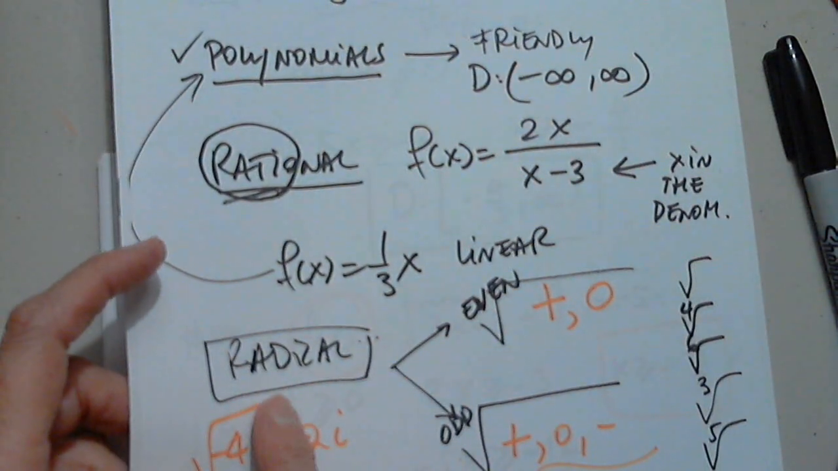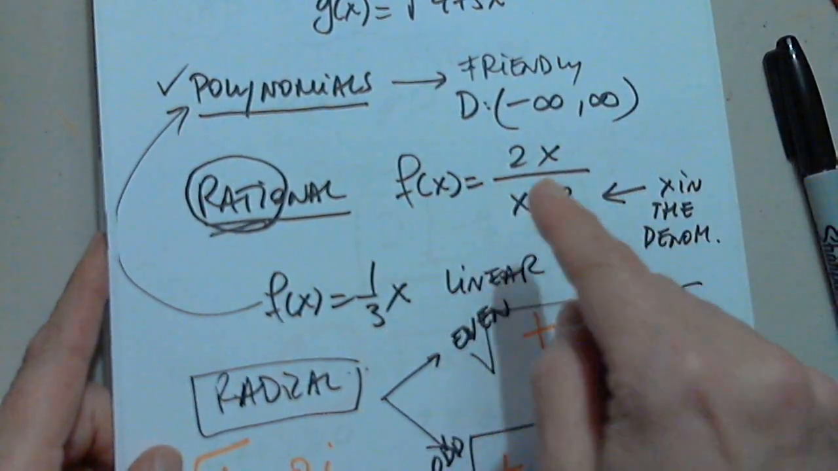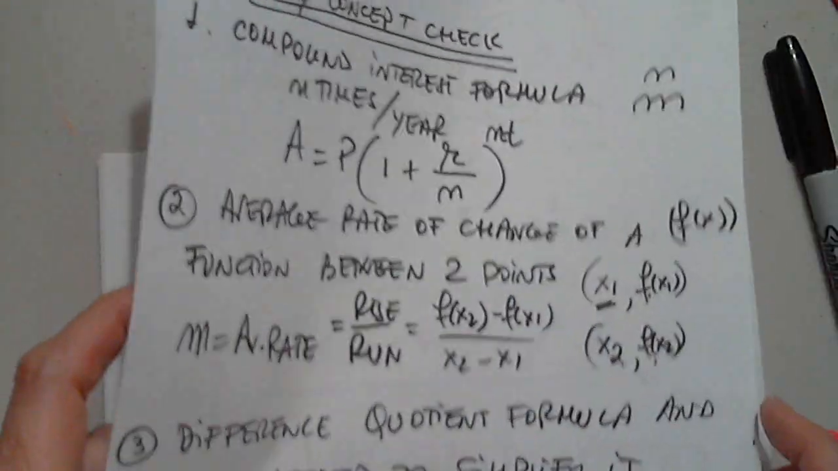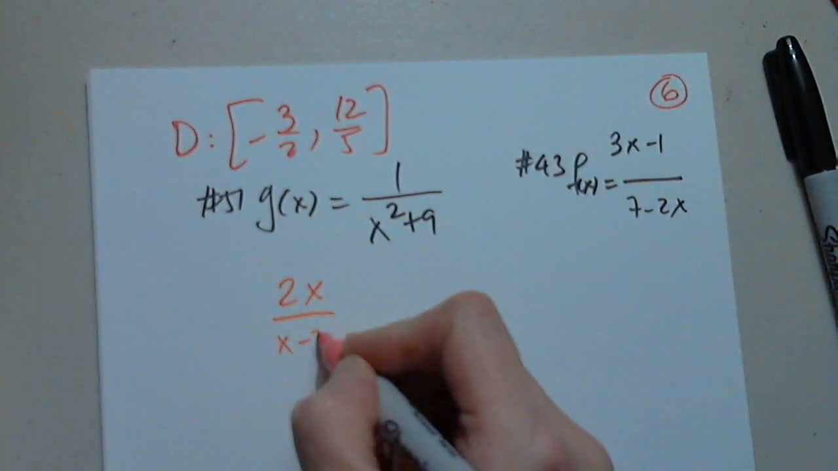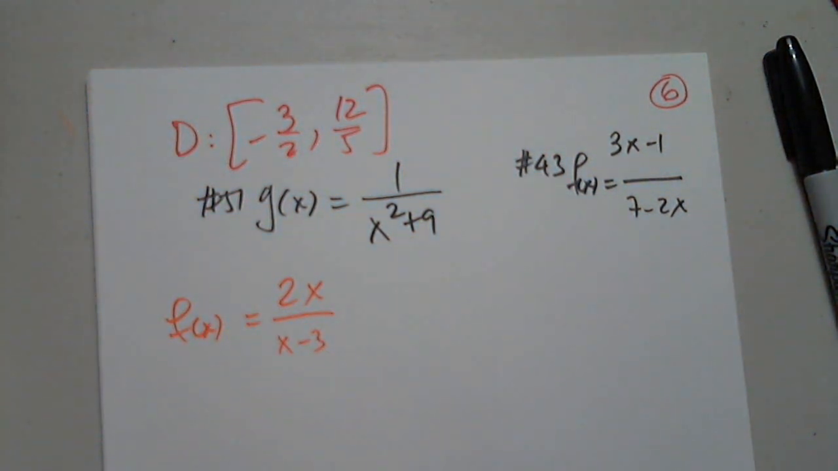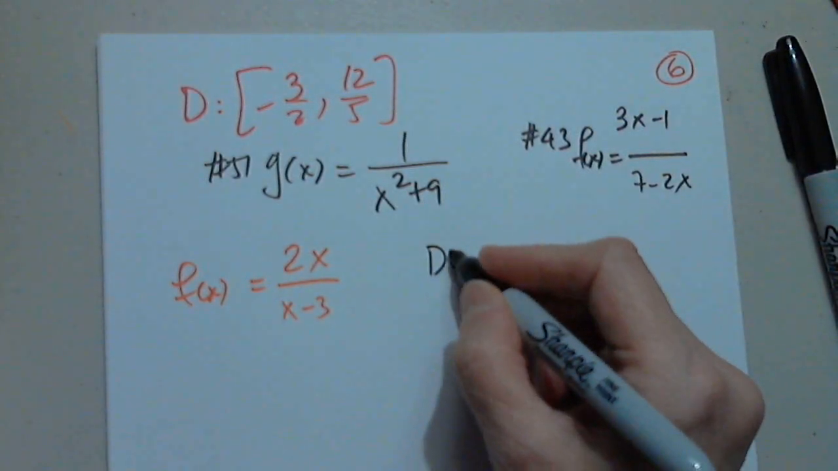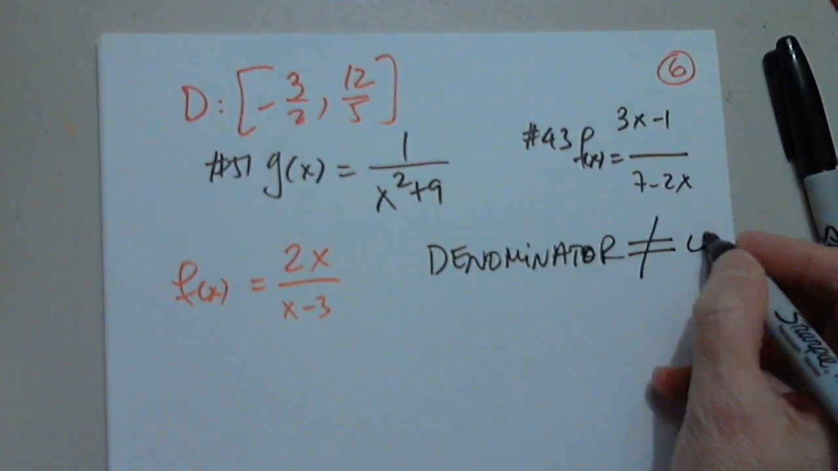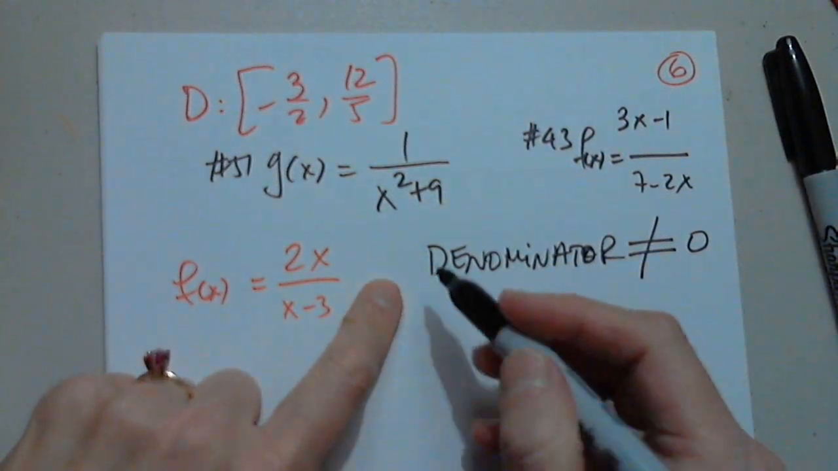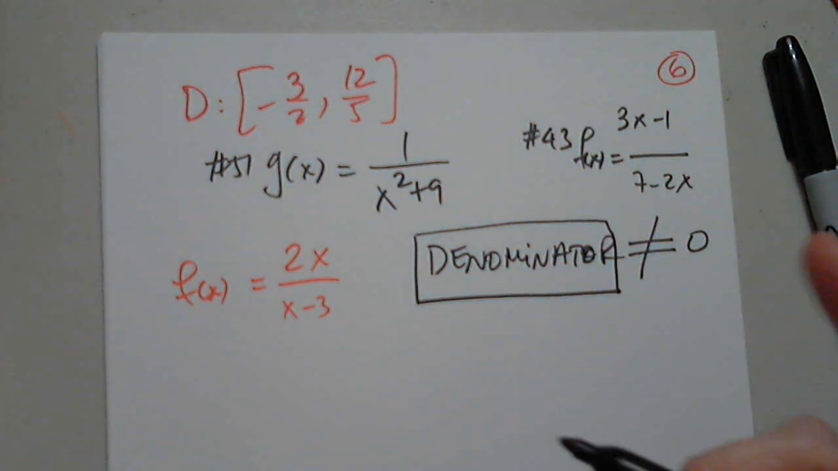I know what can go wrong here. For this to be negative, that's a tragedy. But what can go wrong here? And I'm going to write that function too. 2x over x minus 3. What can go wrong with a rational function? The denominator can't equal 0. That is not allowed. Denominator can never equal 0. I'm not saying x. I'm saying the denominator. The denominator cannot be 0.